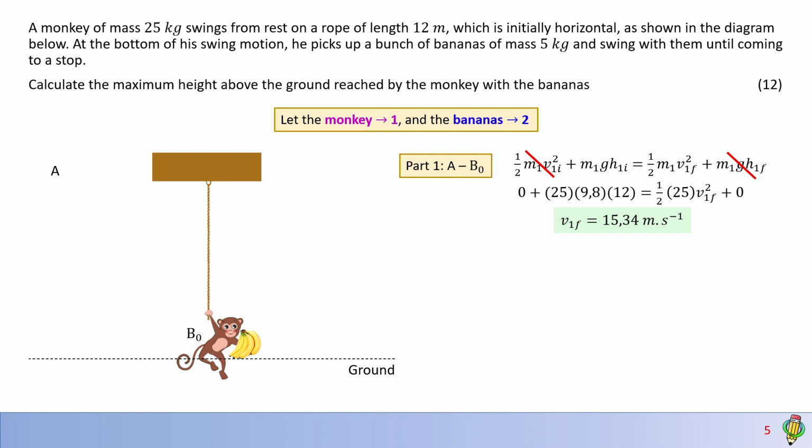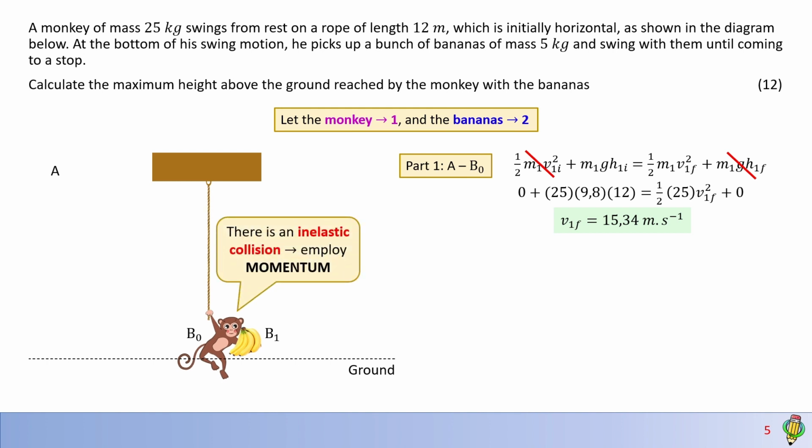Then I want you to look carefully at the monkey and the bananas, because a very important concept happens. So look directly at the monkey and the bananas. You can see there's a split second from B0 to B1 where the monkey picks up the bananas. The monkey doesn't change position, but it does pick up the bananas. And something interesting is happening here.